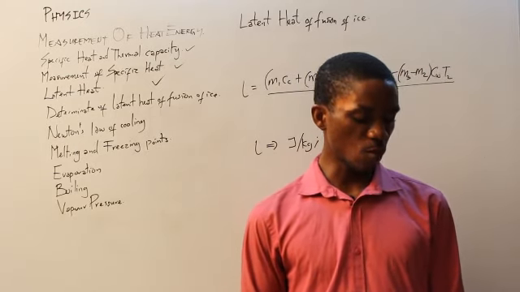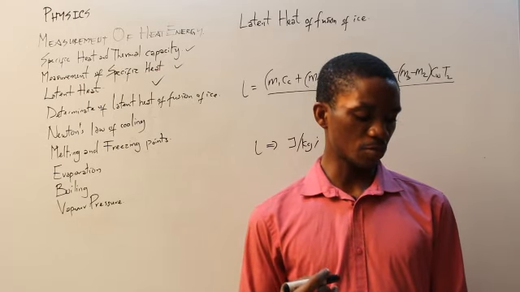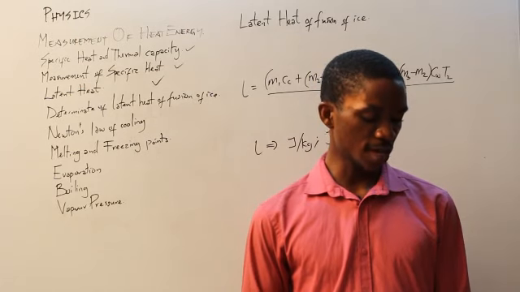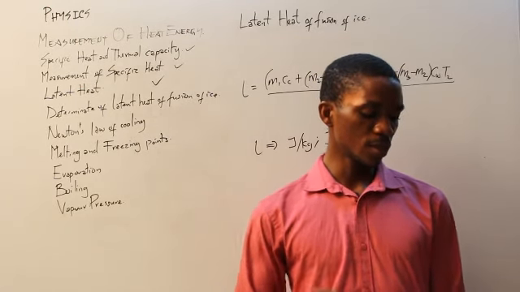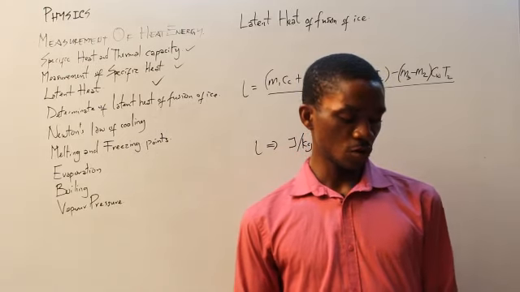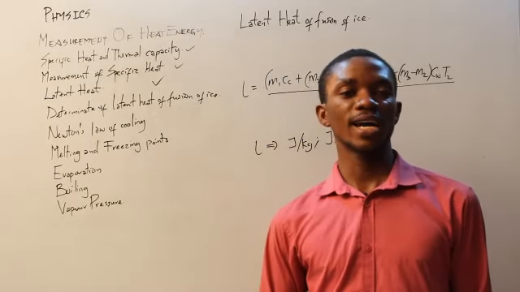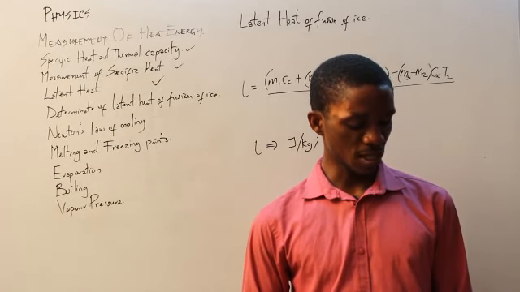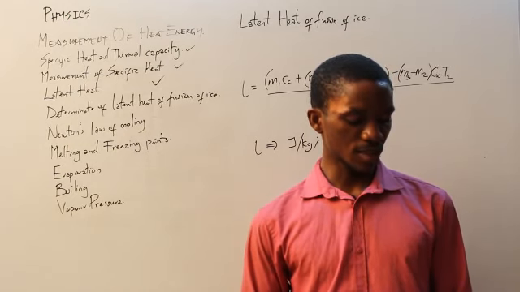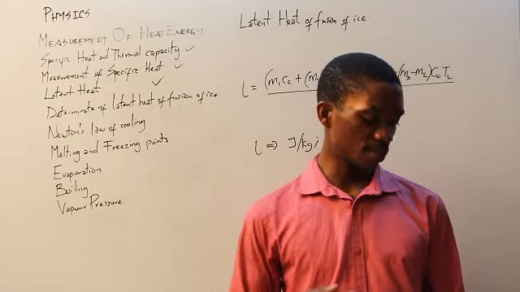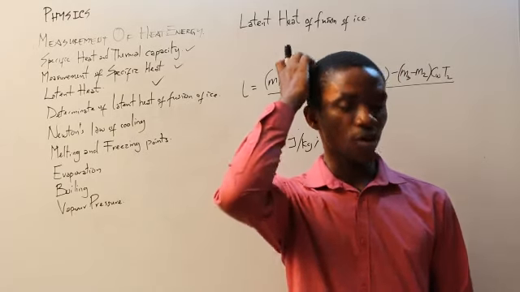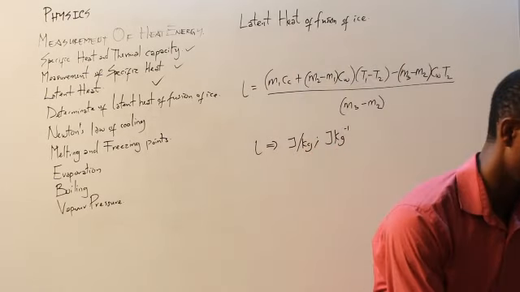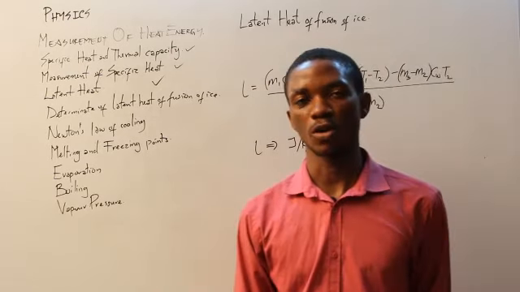The temperature of the warm water, that is the temperature of the water that is about to be used to melt the ice, and also the temperature of the water after all the ice has been melted, would also be taken note of. We're also going to need to know the specific heat capacity of the calorimeter and the specific heat capacity of water. So how does this experiment work?